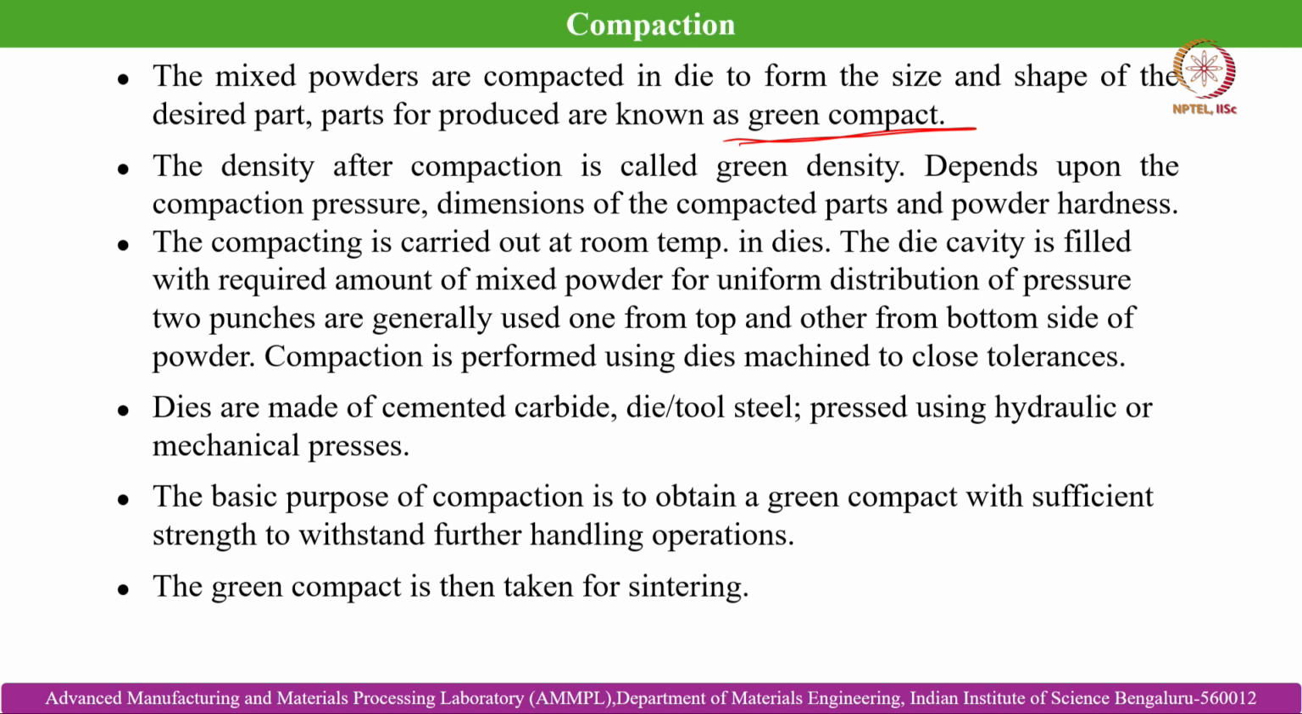Generally the dies used for powder metallurgical processes are made of cemented carbide or tool or die steel, pressed using hydraulic or mechanical presses, where the pressurization is achieved by hydraulic or mechanical means. The basic purpose of compaction is to obtain a green compact with sufficient strength to withstand further handling operations, and the green compact is then taken for sintering, which is the last step.